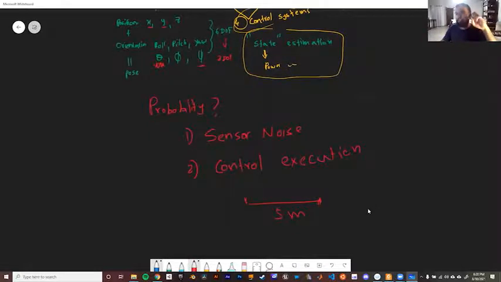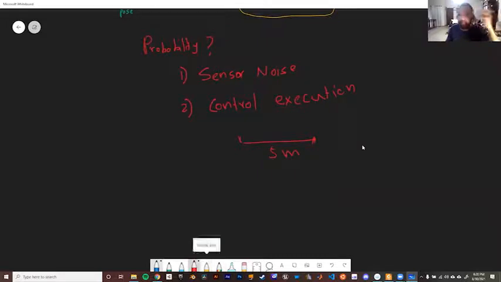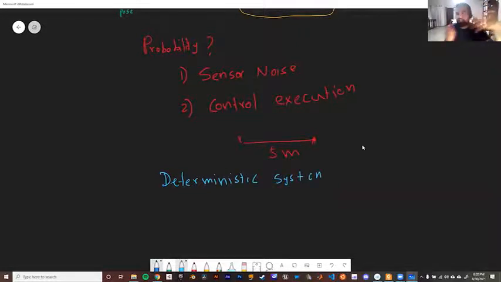Because of this, most of you during A levels and maybe half of your undergrad as well have been dealing with what we call deterministic systems. Deterministic systems are basically where you have an input, you have an output, and it's perfectly mapped.